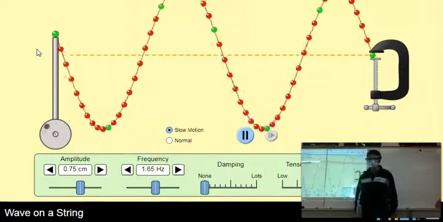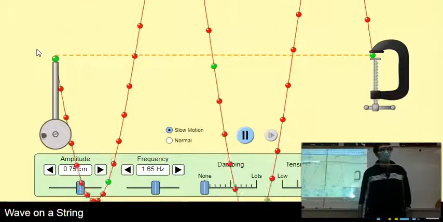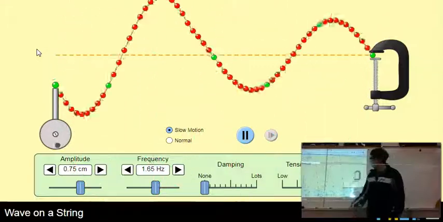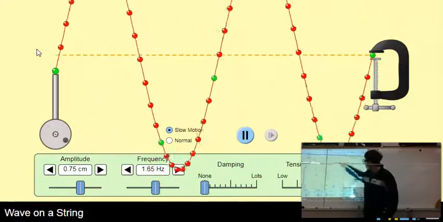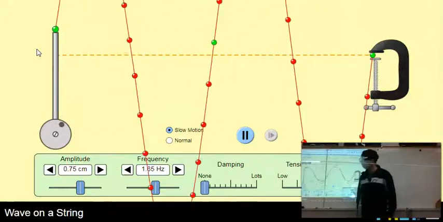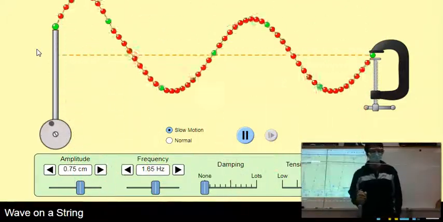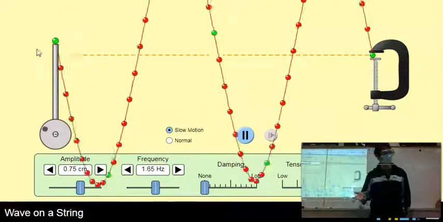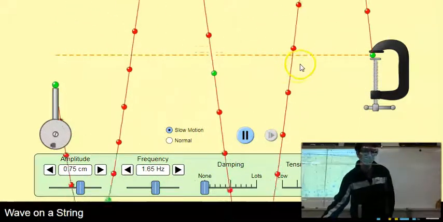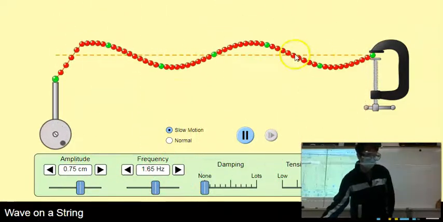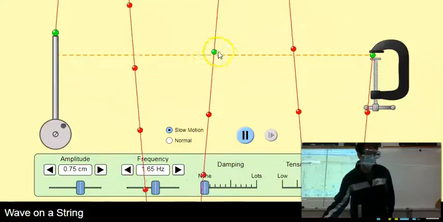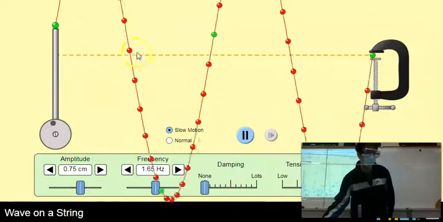Now the areas of constructive interference are called antinodes. Okay, so this is an antinode, this is an antinode, that's an antinode. Now the areas of destructive interference are called nodes. Okay, so right here would be a node, there would be a node, here would be a node.